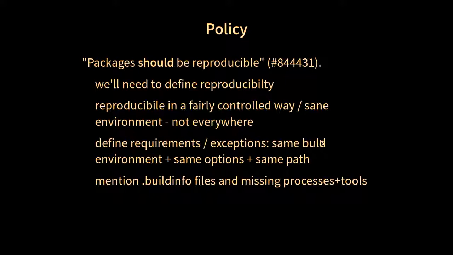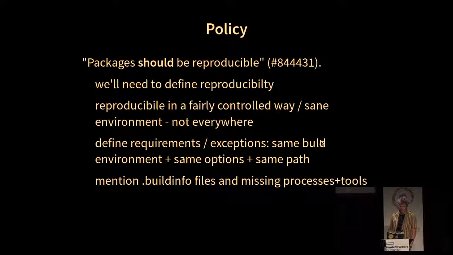Yeah, we have this bug, which is that packages should be reproducible. And I've spoken here with the policy team quite a lot about what needs to be in policy to make this real. So we will say that packages should be reproducible. For that, we'll need to define reproducibility, which Valerie has shown that we already have a definition for. So we need to put this in there. We need to explain that it's a very controlled environment. So we don't expect that you can rebuild packages reproducibly everywhere, but in a clean chroot with the right dependencies installed.